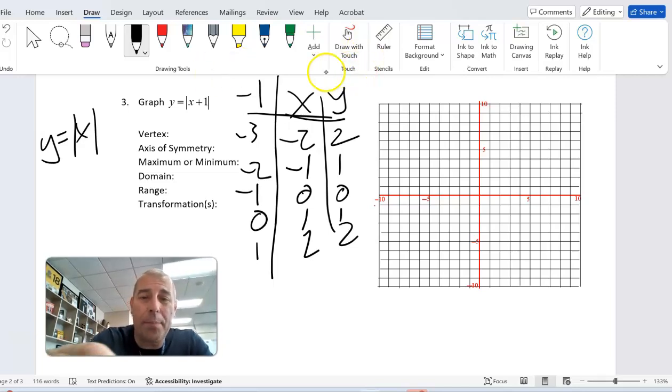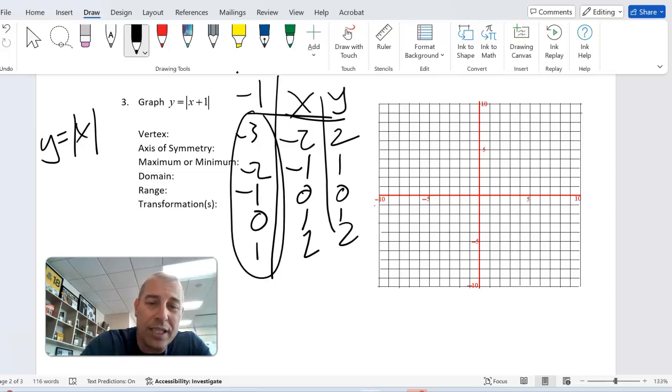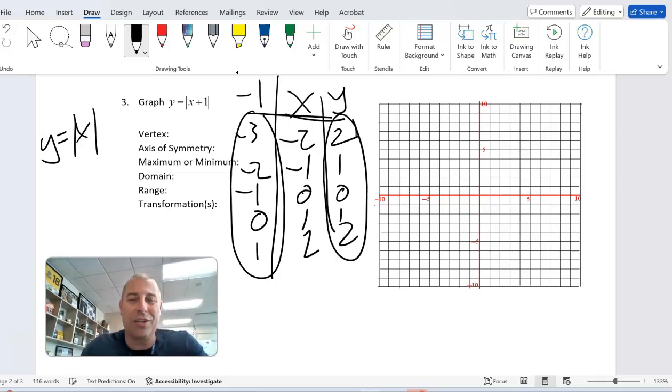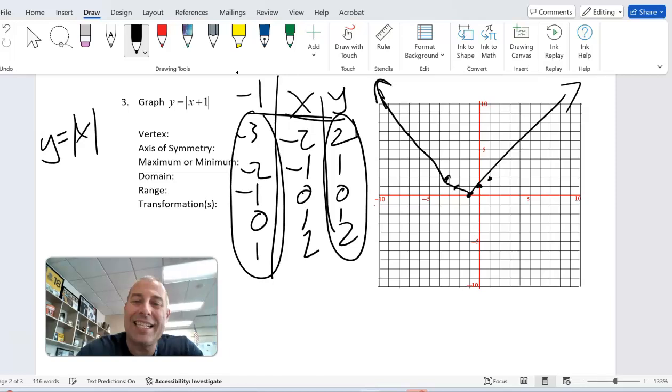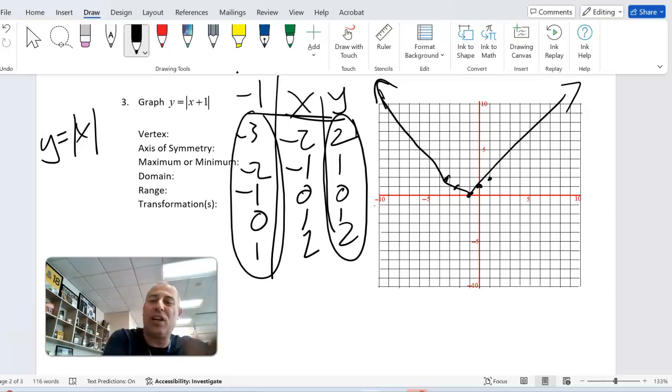No one's moving it up or down, so I'm going to be using this and this to graph. Watch what happens. The ordered pair -3, 2, up 2. The ordered pair -2, 1. The ordered pair -1, 0. The ordered pair 0, 1. Do you see what happened here? There we go. It's the exact same graph, but it has shifted to the left 1 spot. It didn't go up like the previous one.